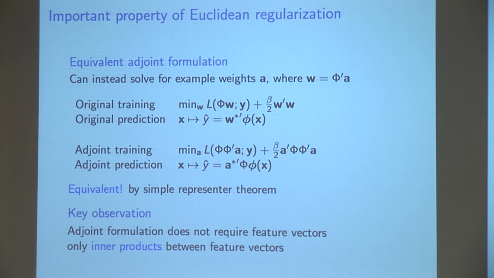If we look at this bizarre-looking equivalent adjoint formulation of the problem, what do we see about the feature representation? Well, we see this outer product matrix, the phi transpose matrix, which looks like an outer product, but it's the matrix of inner products between the feature vectors.